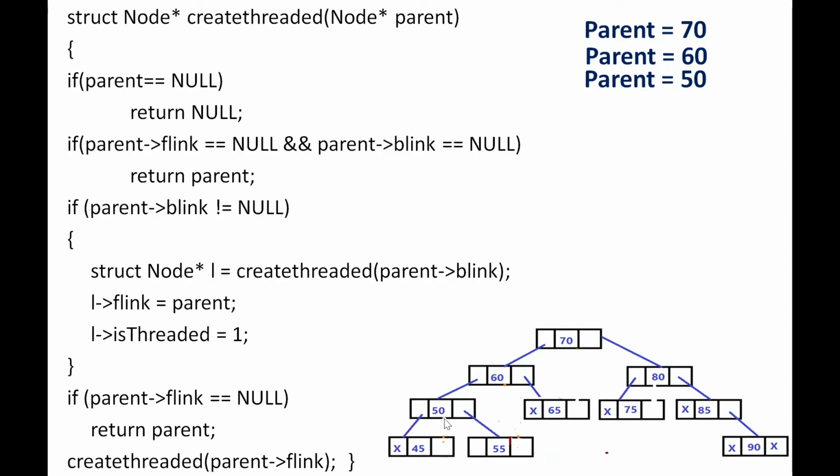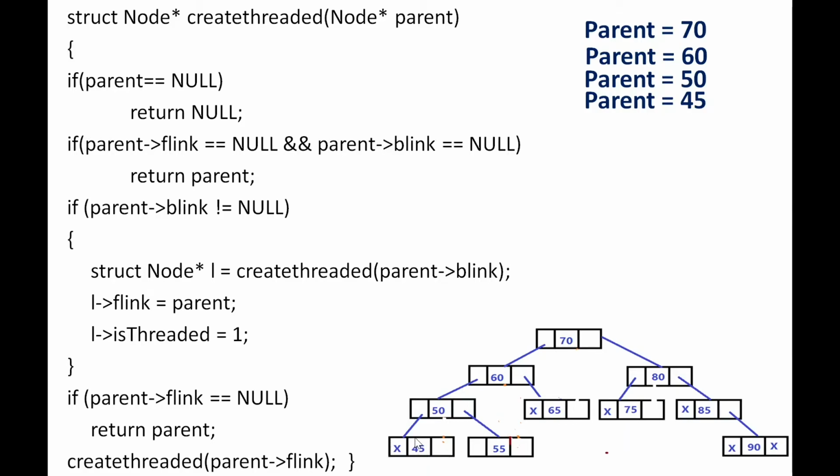And now what are the conditions? I think the same condition will continue, and now also it will get into the create threaded parent of b link, and now finally it reaches the leftmost child, which is having value 45. So the current parent at present is 45, and for that the second condition becomes true. That is, if parent of f link equal to null and parent of b link equal to null. So both are null for this particular node, and as a result it triggers the return parent statement. So it returns the address of the current node, which is node 45.